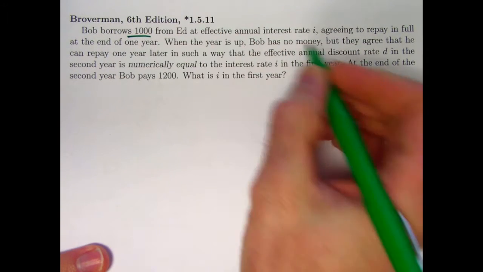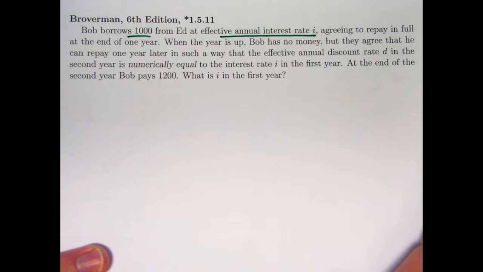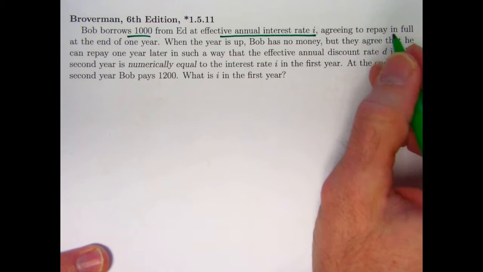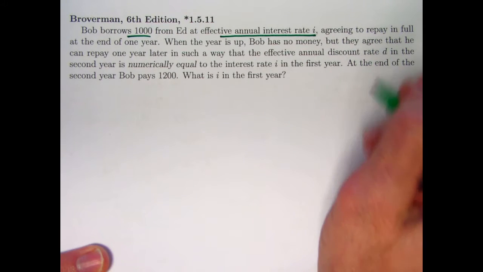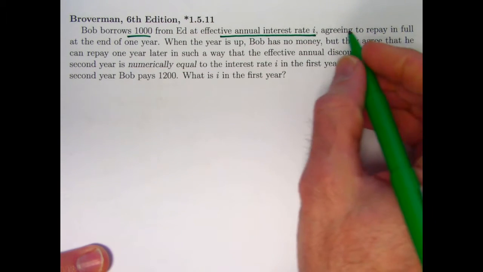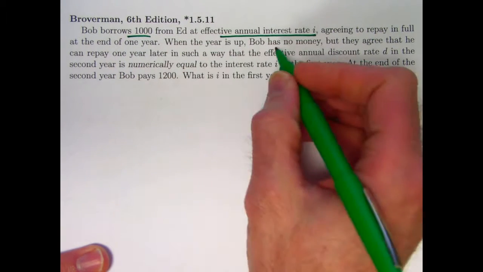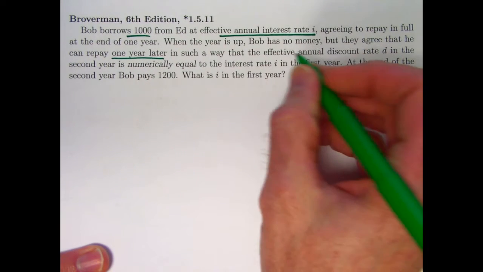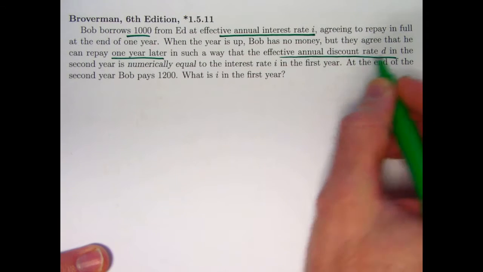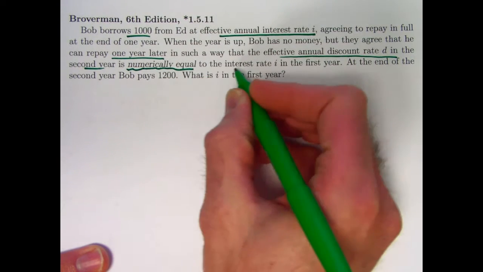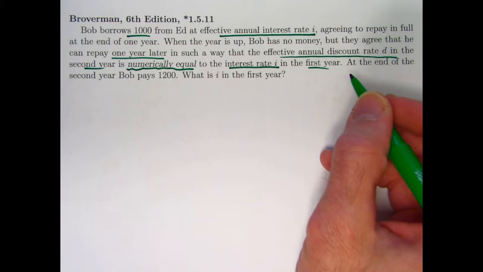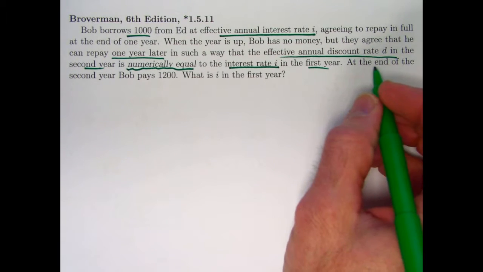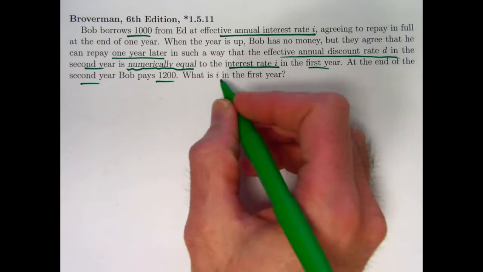Bob borrows $1,000 from Ed at an effective annual interest rate of I. It doesn't matter whether this is compounded more than once per year. The effective annual interest rate I is all that matters. It's what's going on as far as I being the effective annual interest rate and 1 plus I being the effective annual growth factor. He's going to repay it in full at the end of 1 year, but he's broke at the end of 1 year, so they agree that he's going to repay it 1 year later, 2 years after the start, in such a way that the effective annual discount rate D in the second year is numerically equal to the interest rate I in the first year. So they have the same value even though they are different ideas. At the end of the second year, Bob pays $1,200. What is I in the first year?